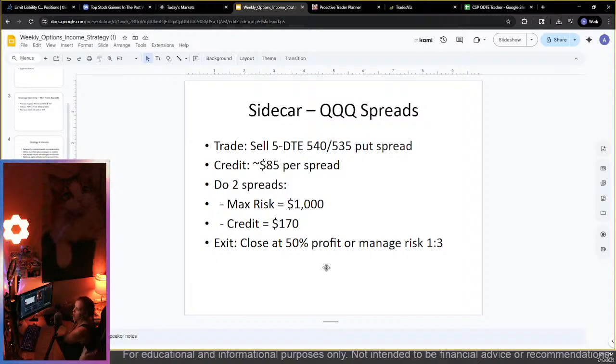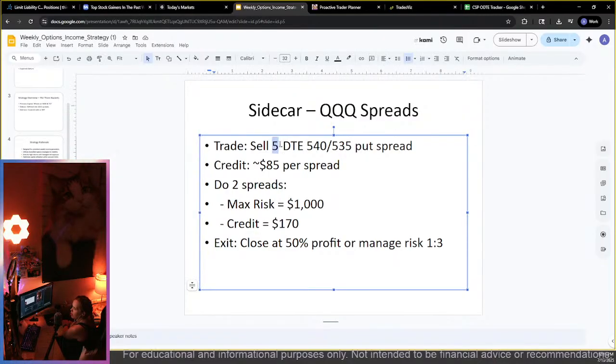So this is how the QQQ spreads will be set up. So 5 DTE, $5 wide. Oh yeah, the 5 DTE. I don't need a specific number here. That's just all this amount. Sell a 5 DTE put spread, earn about this much credit. We're going to do 2. Max versus $1,000 if it goes completely in the money.